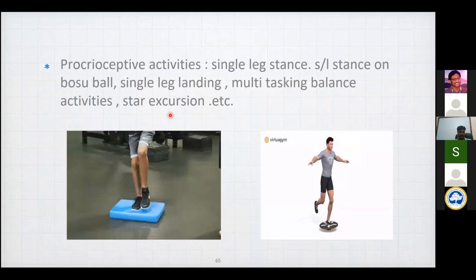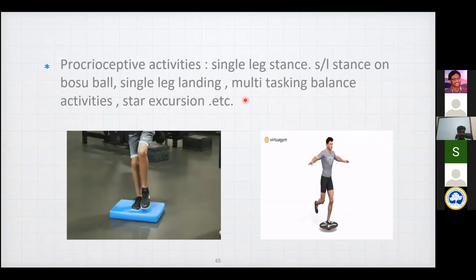Initially, we can start with single leg stance on the floor. Then we can progress to single leg stance on a foam pad, on a Bosu ball. We can also tell them single leg stance with eyes closed on the floor, on the foam roll, and on the Bosu ball slowly. Single leg stands on Bosu ball, single leg landing, teaching single leg landing.